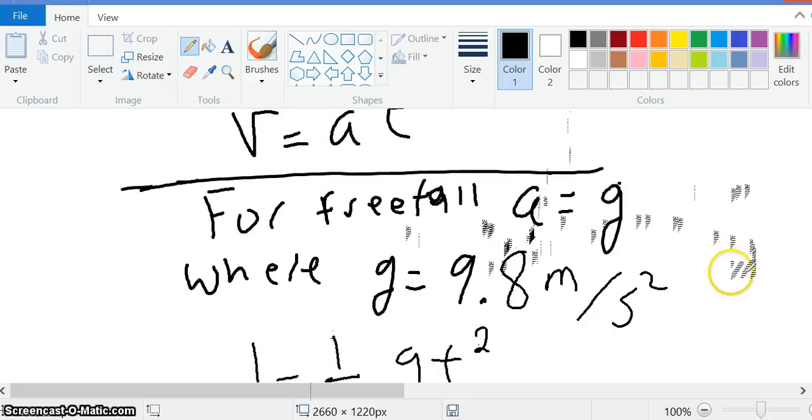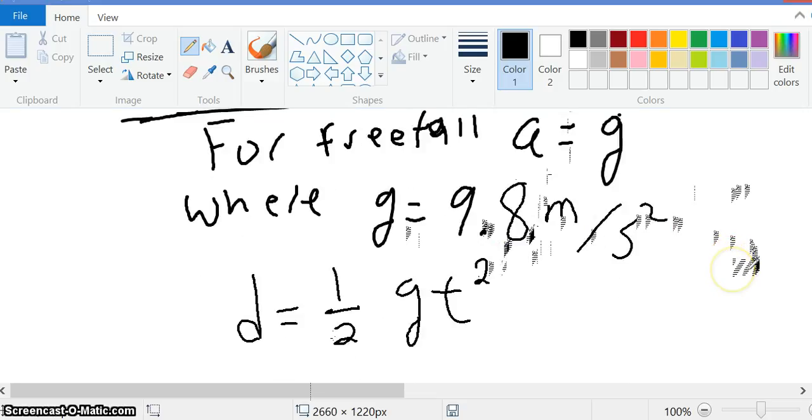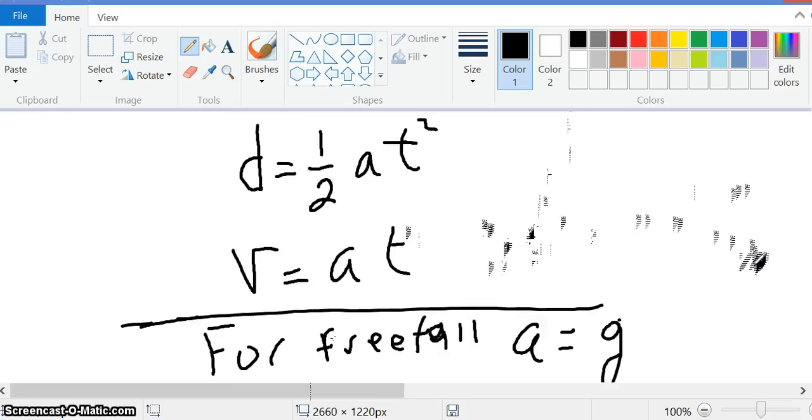Now, for free fall, we have a situation where the acceleration is known. It's a known value. As long as you're on the surface of the Earth, the acceleration is 9.8 meters per second squared. So that's a known value. And that changes these two equations.